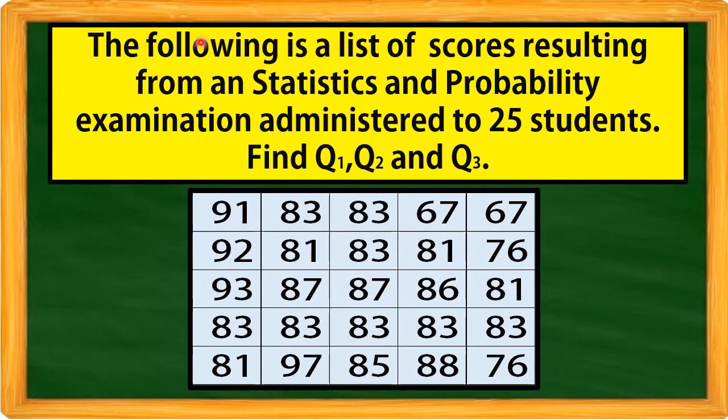To better understand how quartiles work, let us use this example. The following is a list of scores resulting from a statistics and probability examination administered to 25 students. So 25 is the sample size, and we are going to find the first quartile, second quartile, and third quartile. This is the group of scores. If you notice, the scores are not arranged. There is no arrangement of the scores.